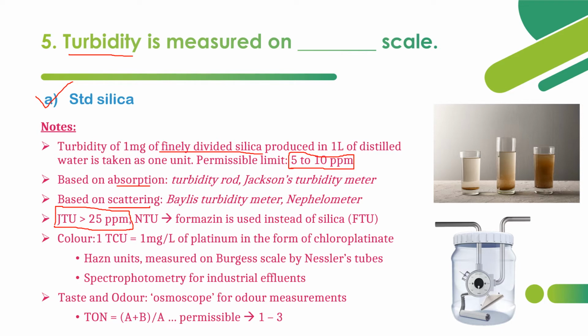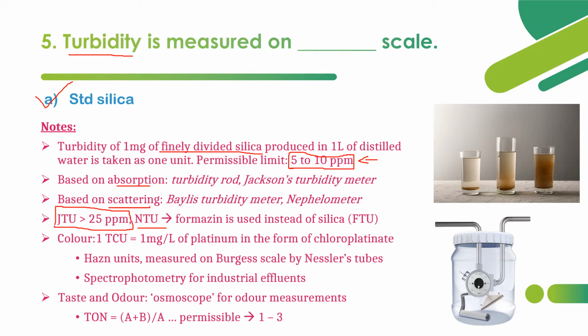But the permissible limit is very much less than 25, that is 5 to 10 ppm only. So it can be inferred that the Jackson turbidity meter is not applicable to find turbidity for domestic water or drinking water. So that's why we go to the nephelometer, NTU, nephelometric turbidity units.